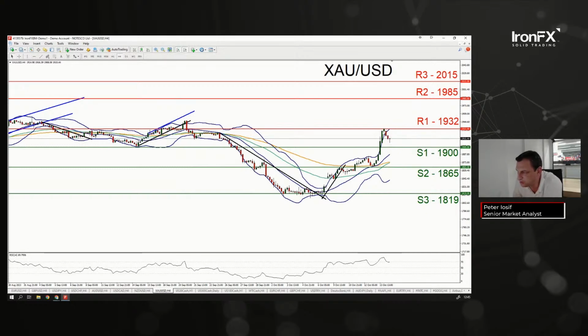While for a bearish outlook, we would require the precious metal to drop, break the S1 1900, and aim at least for the S2 1865, a level that provides support beautifully here.